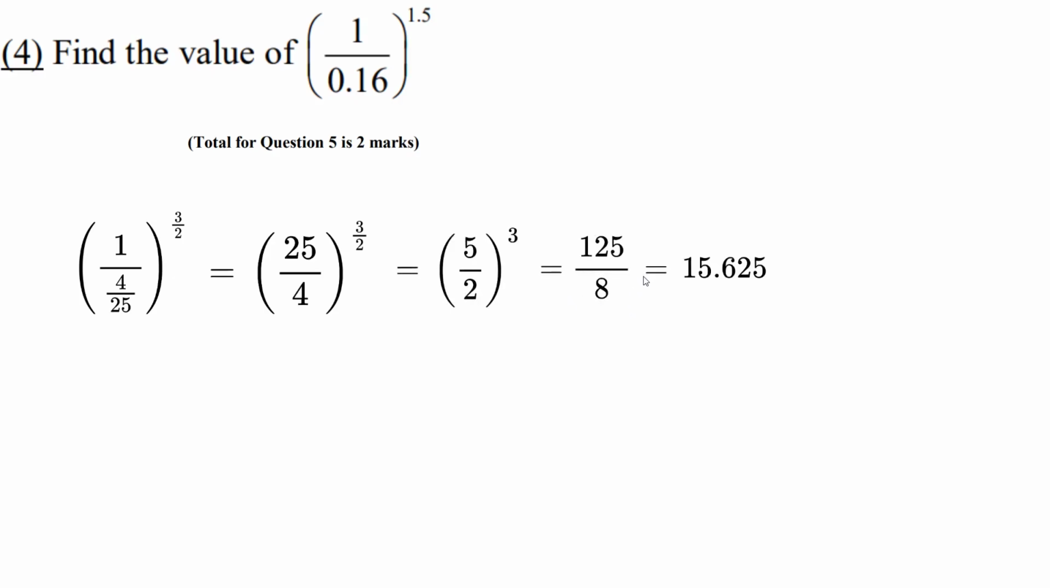And then that's 15.625, yep, because it says value. I'm not 100% sure if you'd need it as a decimal, but just do a quick bus stop. It's not too much effort.